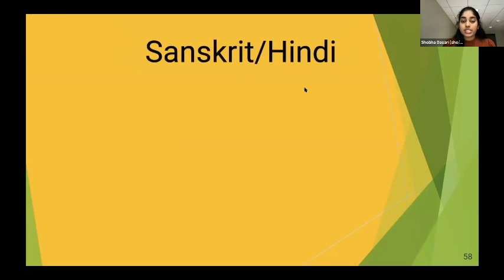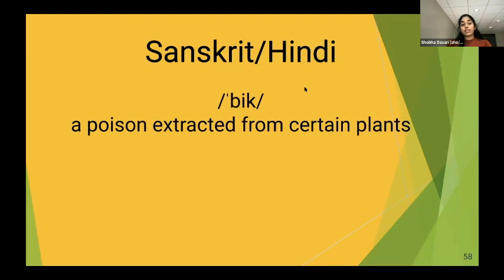So let's try this example of Sanskrit and Hindi. It's a poison extracted from certain plants. Okay, cool. Most people are guessing this right. The K sound is spelled with KH in Sanskrit or Hindi. And so this word is spelled B-I-K-H.